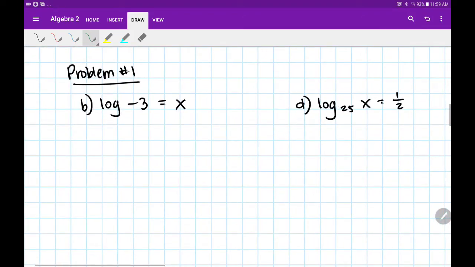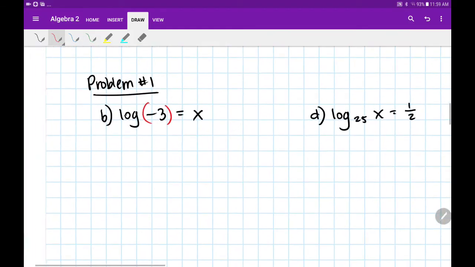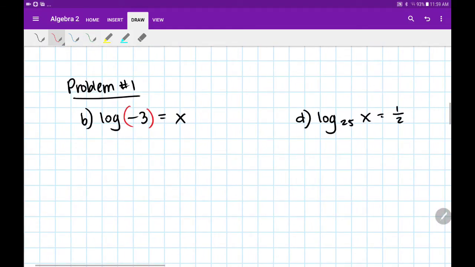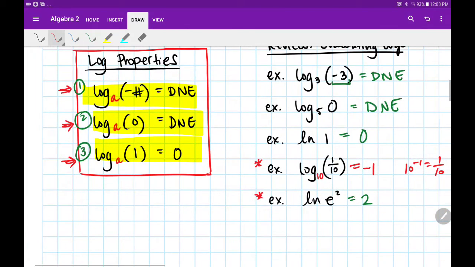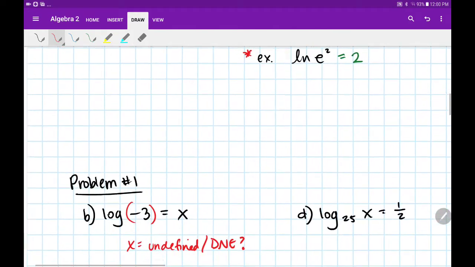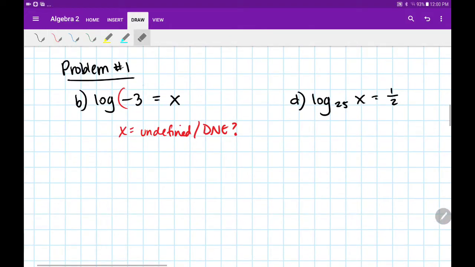Problem number 1b says log of negative 3. If you type this into a calculator, guess what you're going to get? You're going to get undefined or does not exist. Why? Well, it's back to rule 1. You can't take log of a negative number. So log of negative 3 does not exist. Our answer: undefined or does not exist, just by knowing the rules.